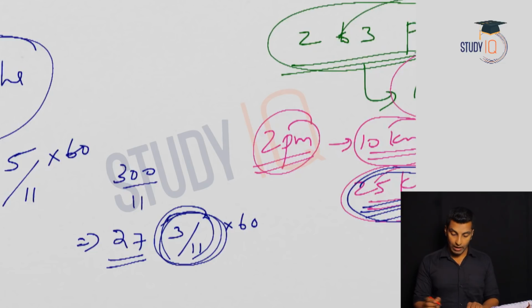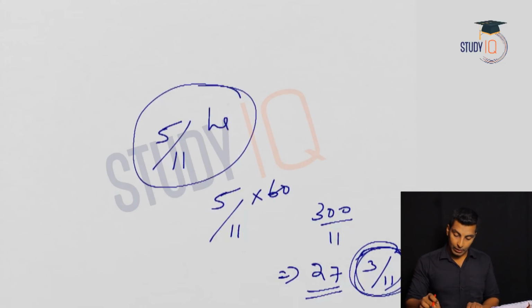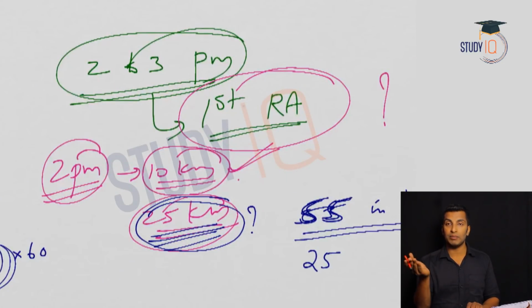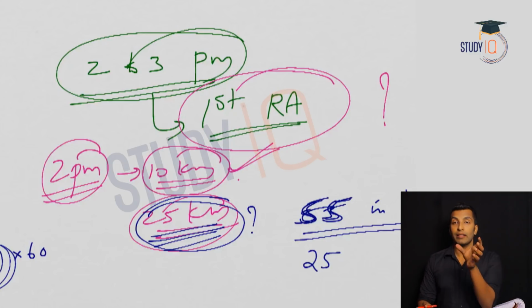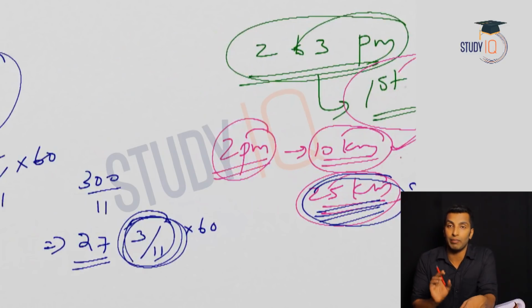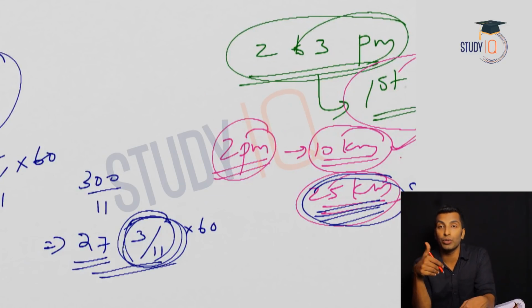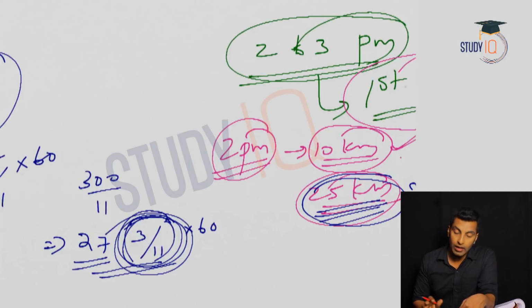So obviously you understood that it is going to happen at 2 hour 27 minute and some seconds. If there are multiple options with 2 hour 27 minute, with different seconds, then you need to do this process. Otherwise you can mark the answer as 2 hour 27 minute. But if there are two options with 2 hour 27 minute, then you need to do this.